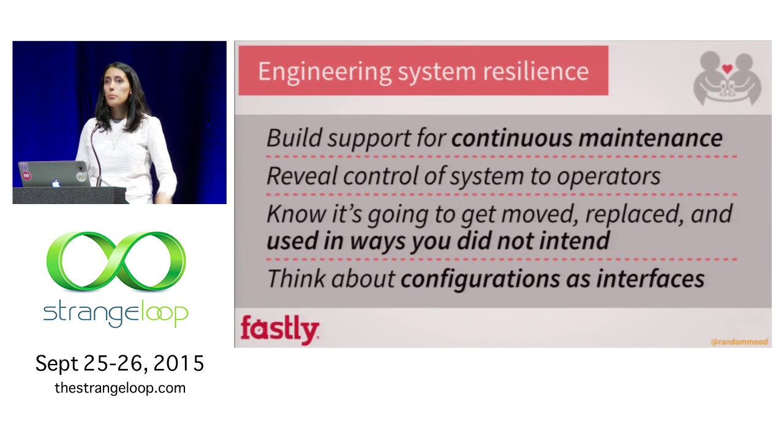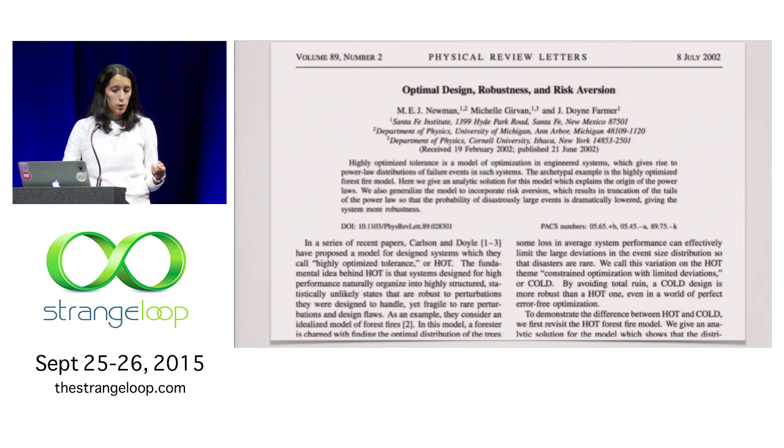They tell us that we should build support for continuous maintenance. That seems reasonable. Also that we should reveal the control of the systems to the operators, and actually reveal the whole control, because they're going to be the ones dealing with your system. We may agree or may not agree on that one. But a thing that stuck with me is that you should really know that your system is going to get moved, replaced, and used in ways you didn't intend. Like, period. It's going to happen. And then you should also think about your configurations as interfaces. So that is the Cook model.